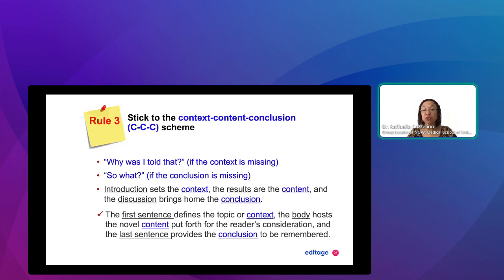The body hosts the novel content put forward for the reader's consideration. And the last sentence provides the conclusion to be remembered. If you think that the abstract might also be divided into this kind of classification, then it's easy for you to apply it to all different types of studies.